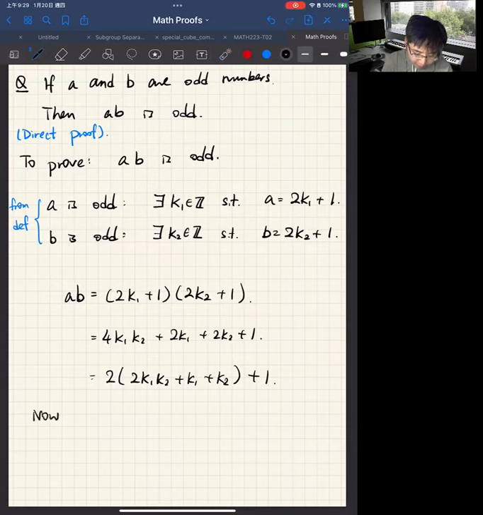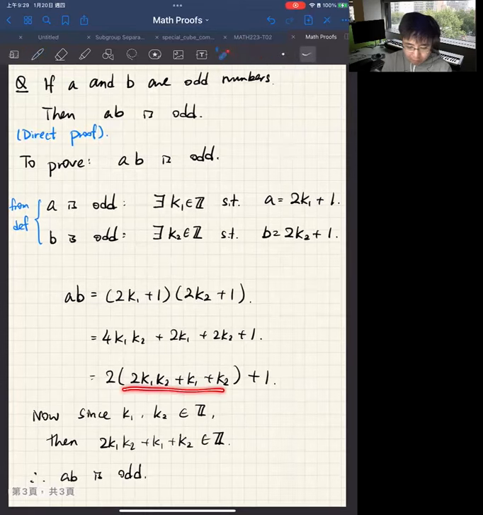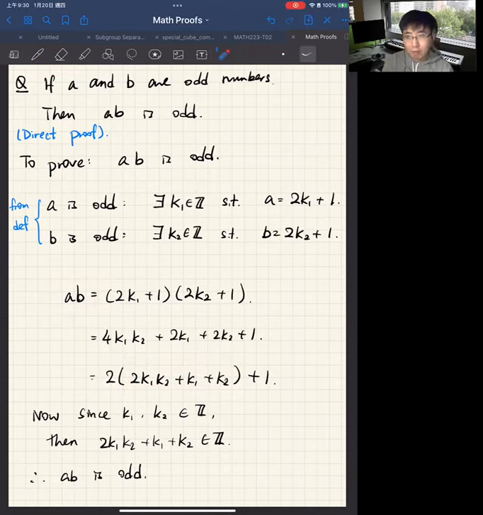So now, since K1 and K2 are integers, then 2K1K2 plus K1 plus K2, so it's the addition and multiplication of integers, it's still an integer, right? So AB is odd by definition. So here is the number that we are seeking to make into an odd number. Okay. So this is what it means to be odd, and that's why it's a direct proof.